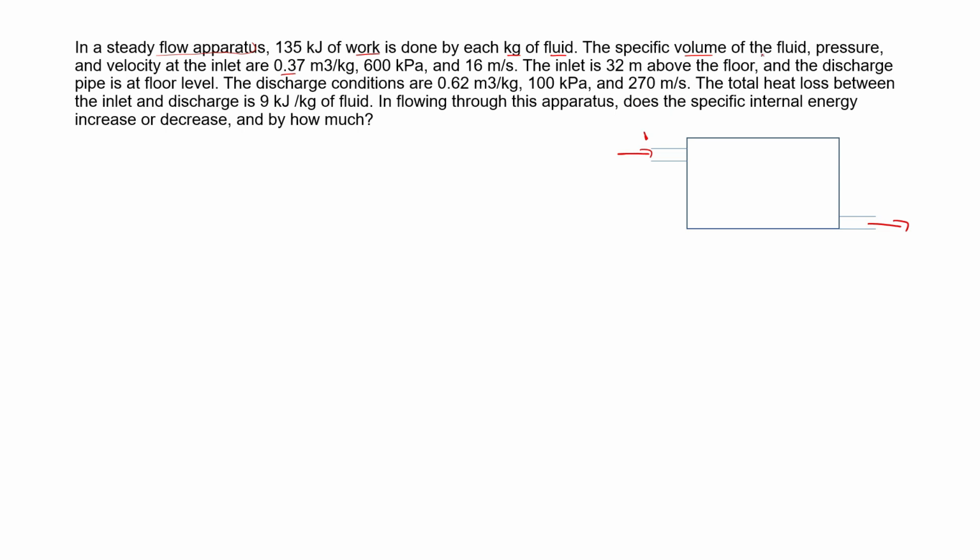Here the specific volume of the fluid, pressure and velocity at inlet are given as 0.37 meter cube per kilogram, 600 kilopascal and 16 meter per second. The inlet is 32 meter above the floor, and the discharge pipe is at floor level. So this height difference is 32 meter.